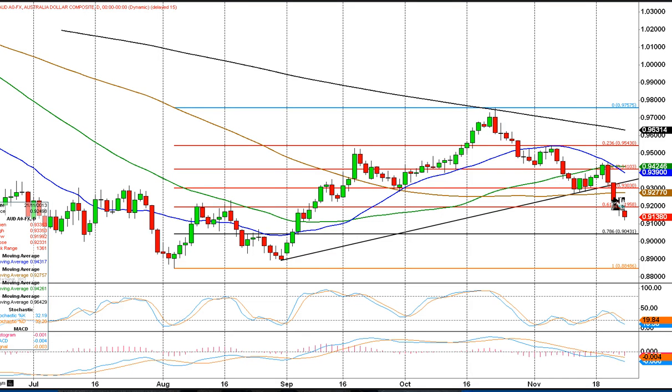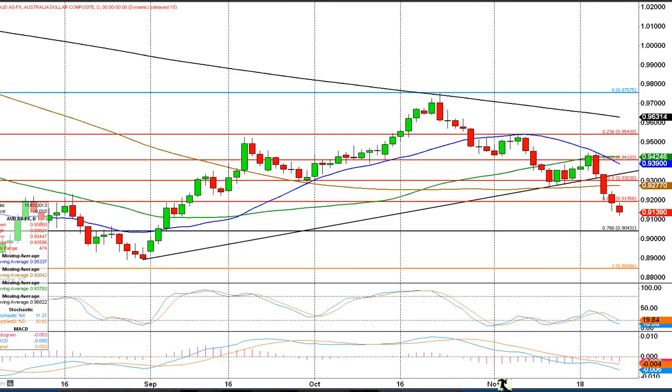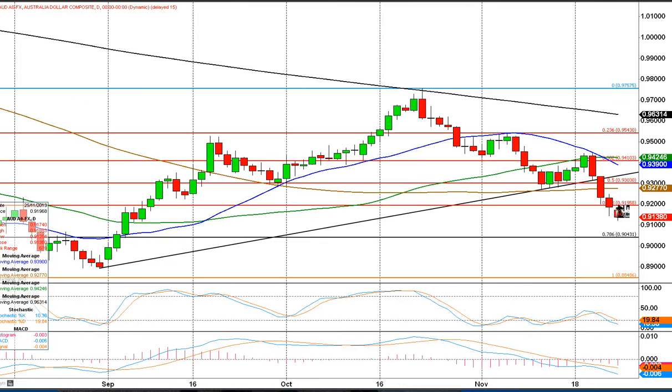In fact, on that day we hit our first target of 91.95. That was very close. It was 91.99, the low for that day, so that was obvious Fibonacci support. We looked for a bounce from there. We didn't really get it.